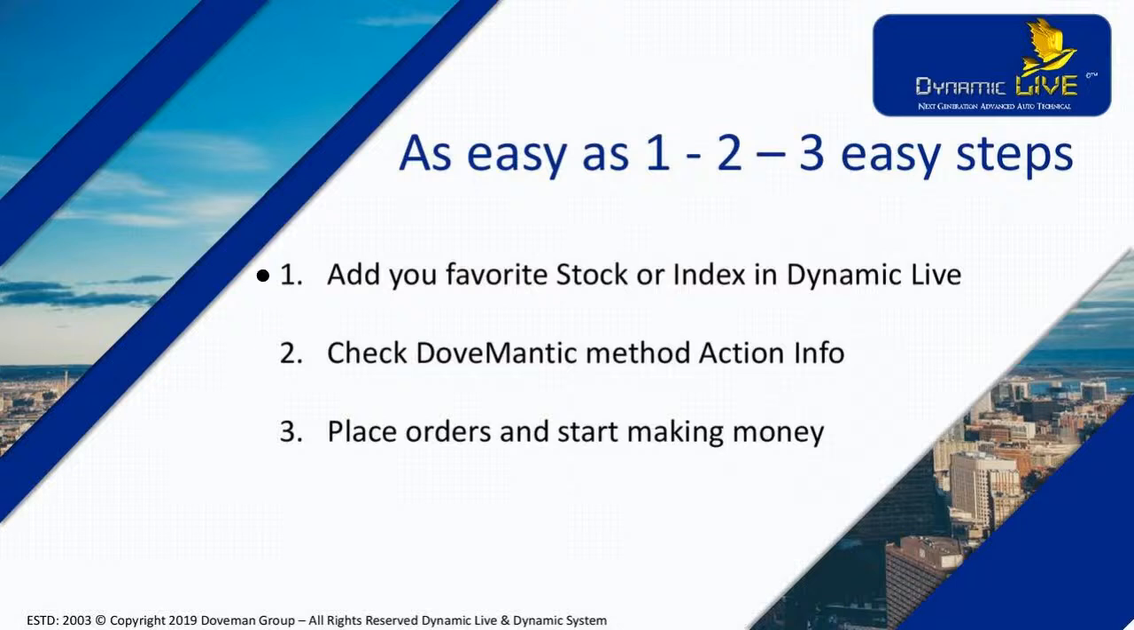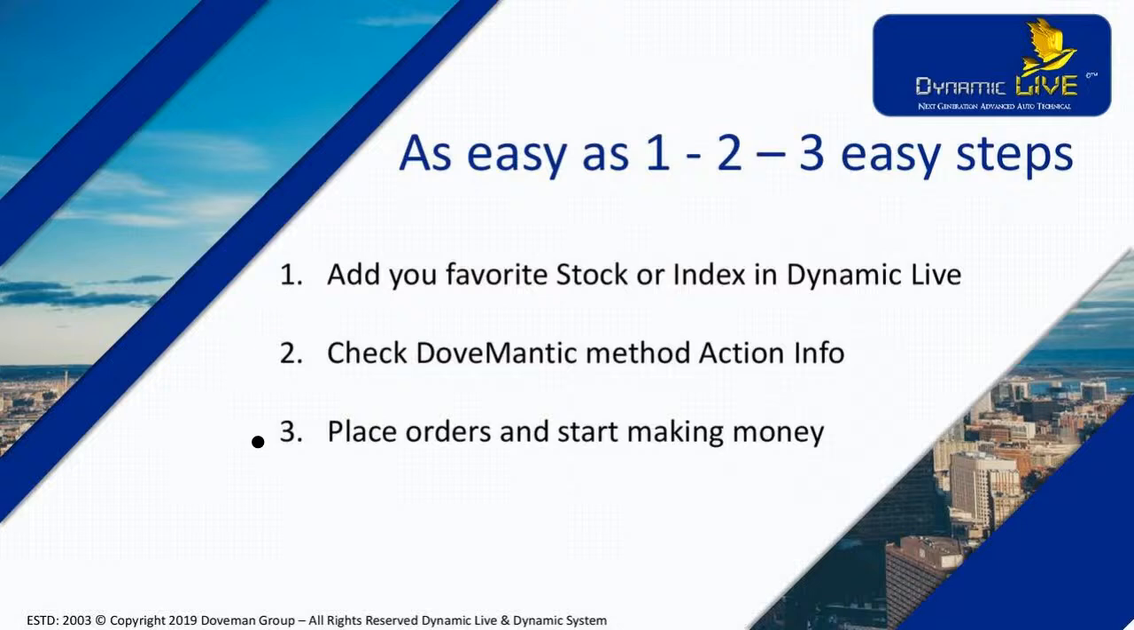First step, just add your favorite stock or index in Dynamic Live. Just add it on the screen. And after that, second step, check what the Dynamic method action information is telling you to do. Now whatever it tells you to do, based on that, simply place orders and start trading. This is all that you're supposed to do.